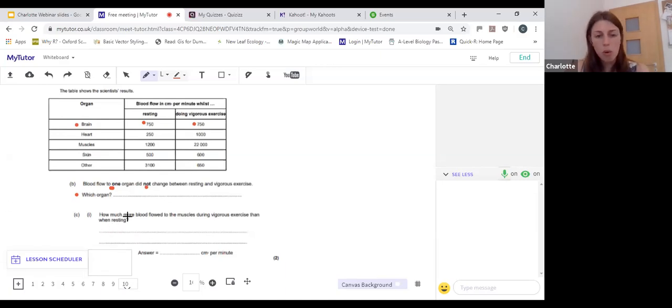How much more blood flowed to the muscles during vigorous exercise than when resting? Muscles is the key word there. So we go to the row muscles on the table. Then we need to calculate how much more flowed during vigorous exercise than when resting. It's in the chat.